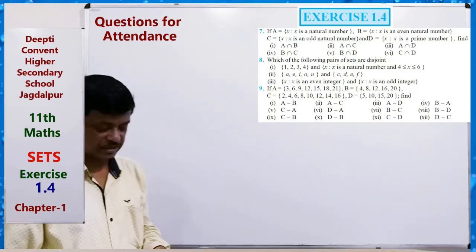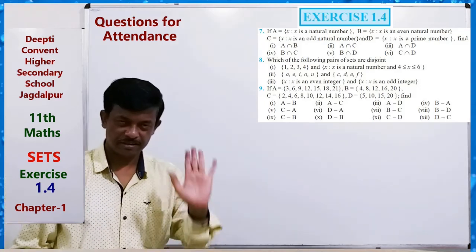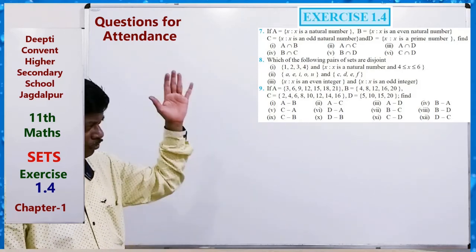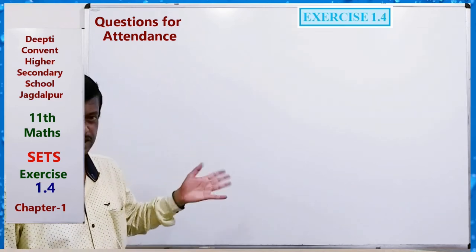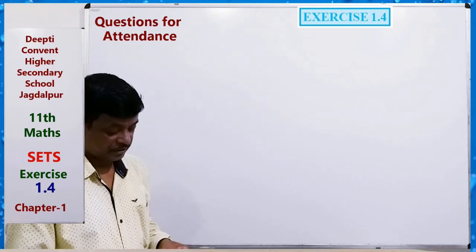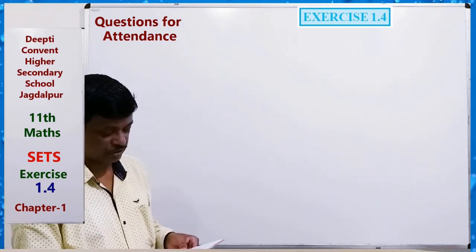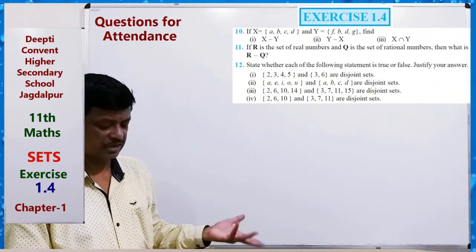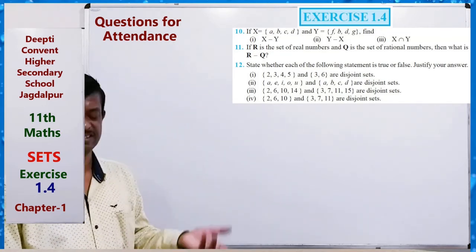Now take questions 10, 11, 12 for your attendance. The whole exercise is for your attendance questions. You have to write it for your practice. Okay, very important. Question 10: if X equals {a, b, c, d} and Y equals {f, b, d, g}, find the differences. Here also you have to find the differences X minus Y and Y minus X, and the intersection. You can do it.